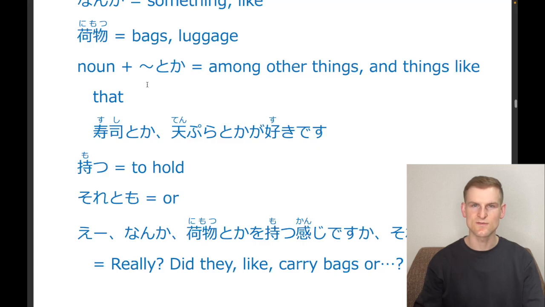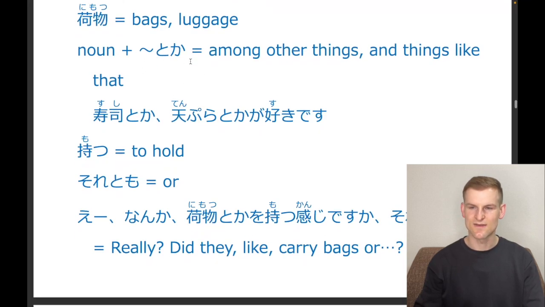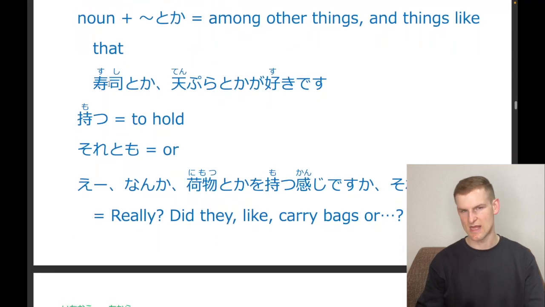This is super useful if you want to make an indefinite list. For example, someone asks you what kind of Japanese food you like. Sushi toka tempura toka ga suki desu. So I like sushi and tempura, among other things. Using toka implies that there are indeed other things that you like.